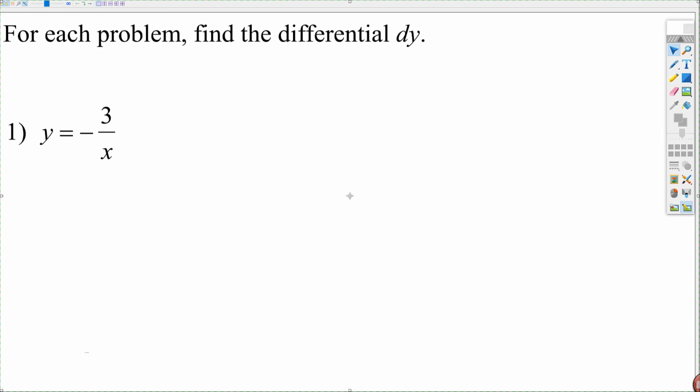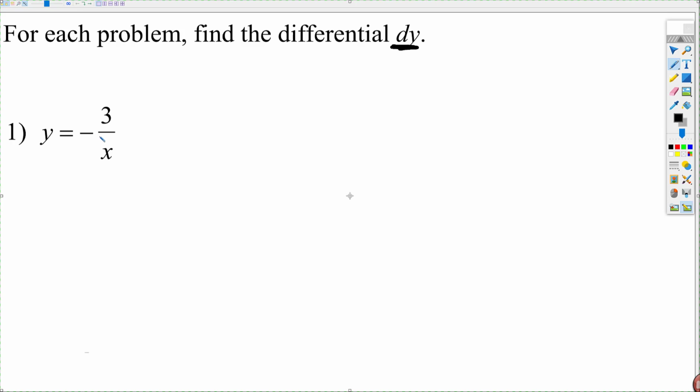Okay, now we're going to start working on differentials, dy. All right, so what this does is this starts to get us prepped for integration, right? So find the differential dy. Well, first thing you're going to do is take the derivative of each side, so dy dx on the left.